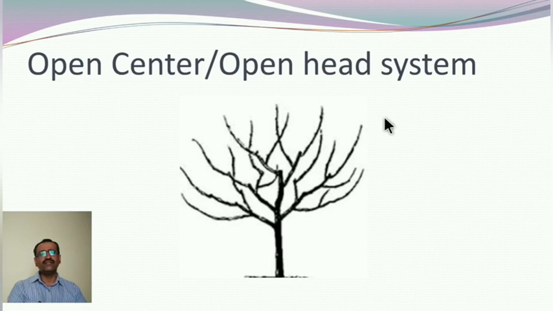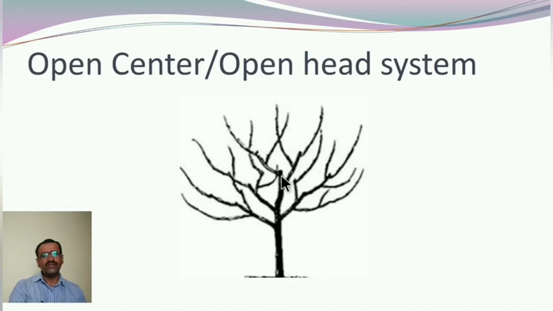Here the main trunk is beheaded. This is the main trunk, and it is cut here. Other branches can grow in their own way, so it is known as the open center, so that all the central branches are exposed to more sunlight with the help of the open center or open head system.